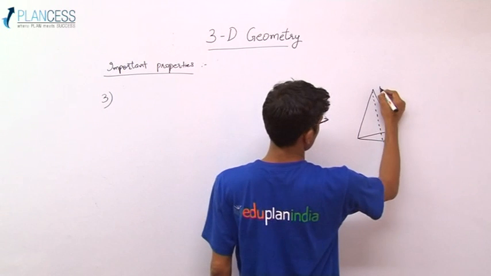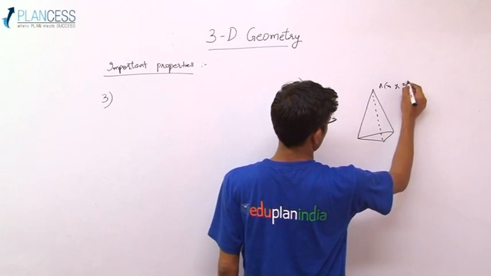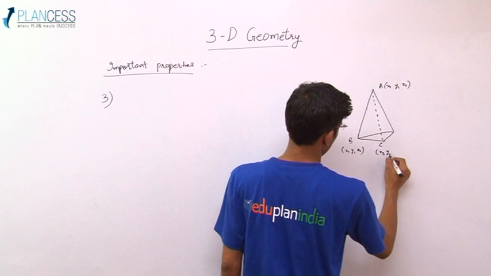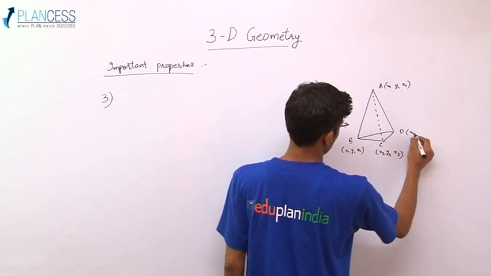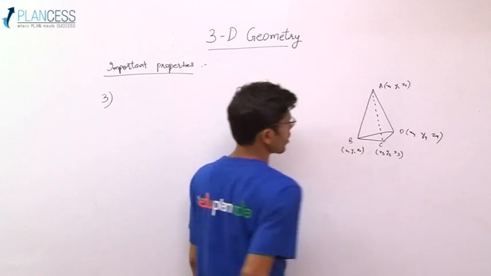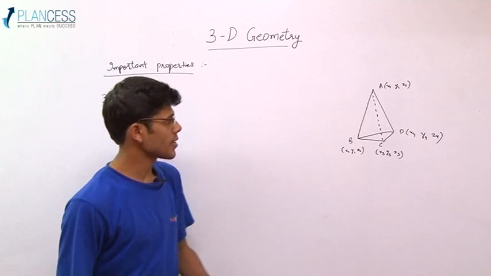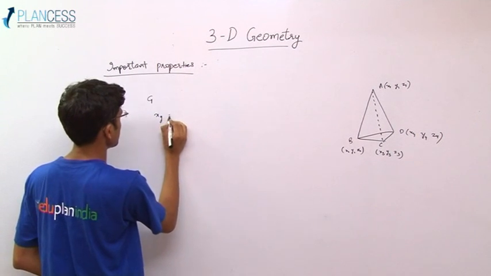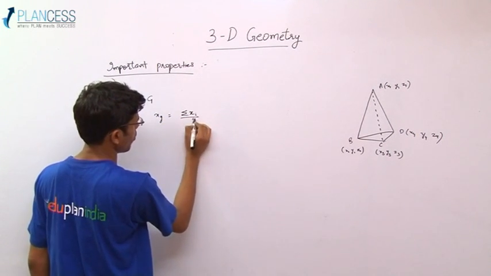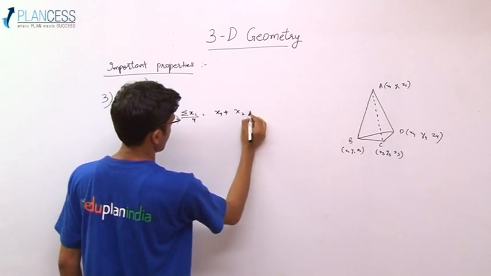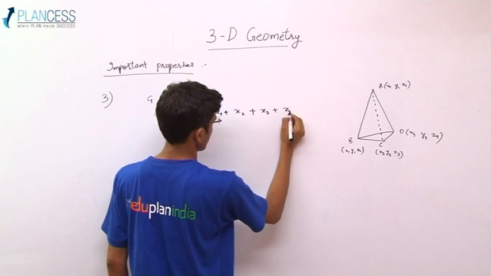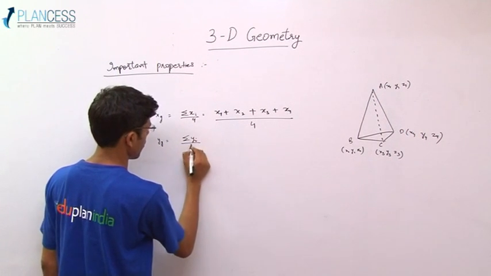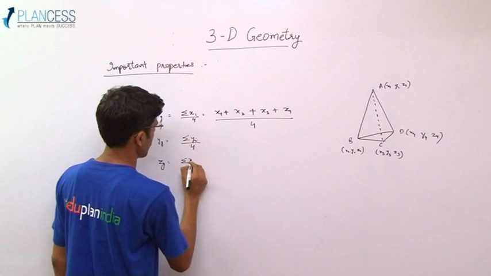So the centroid: say the coordinates of the vertices are x1, y1, z1, x2, y2, z2, x3, y3, z3 and x4, y4, z4. If the coordinates of the vertices of the tetrahedron are such, then the centroid of the tetrahedron, say G, is defined in this way. xg is summation xi by 4, that is x1 plus x2 plus x3 plus x4 by 4. Similarly, yg is summation yi by 4, zg is summation zi by 4.